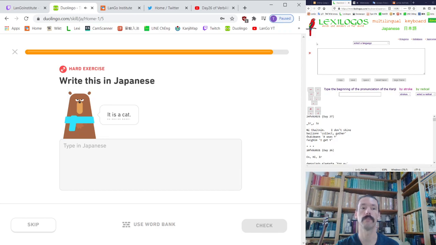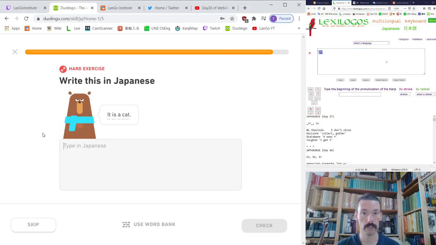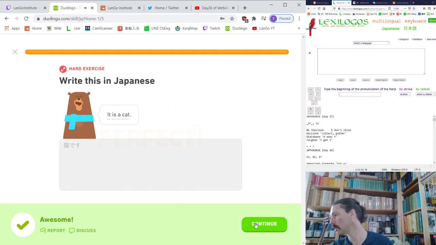It is a cat. Let's get the kanji for a cat. Switch back over here. It is neko desu. It's different from saying there is a cat. We're identifying a thing here. It's going to be the verb desu. Kore.